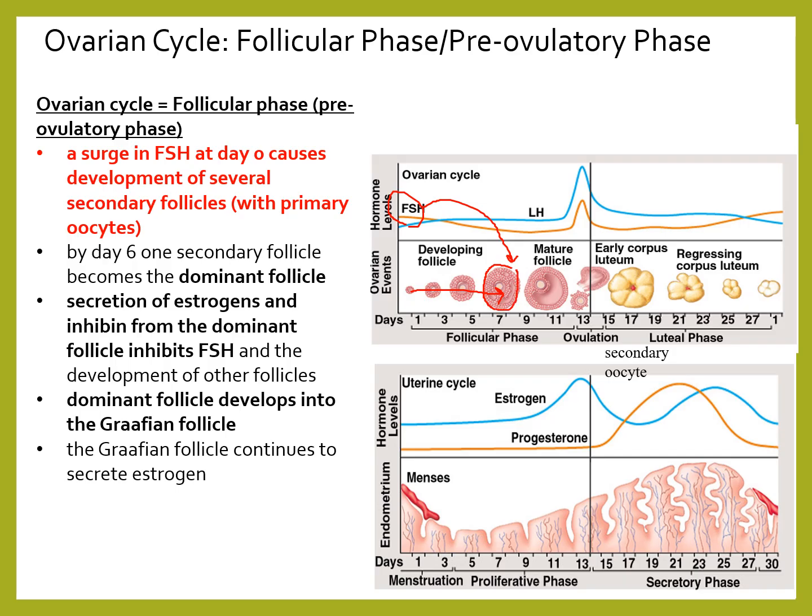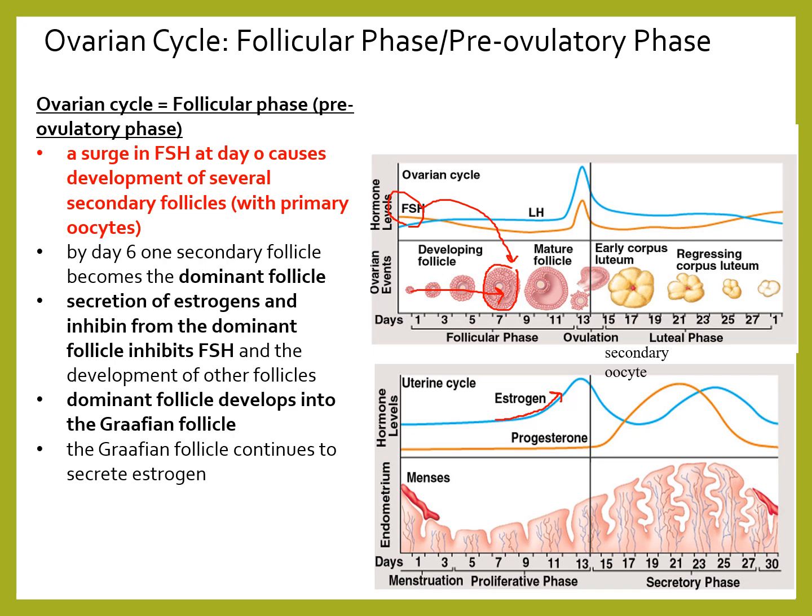It is going to begin to secrete estrogens, and you can see as a result, estrogen levels come up. These are follicular estrogens, and they are now going to inhibit FSH and the development of other follicles. So one secondary follicle gets to be the dominant one, and it shuts down the development of all the other ones that are competing with it.